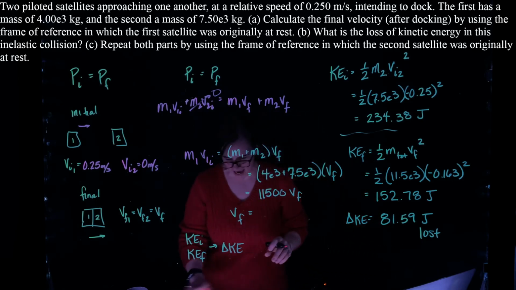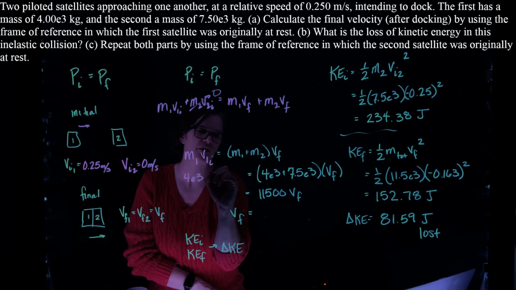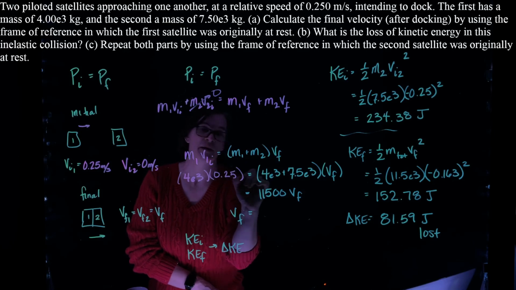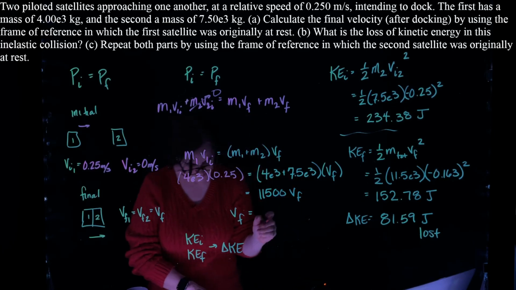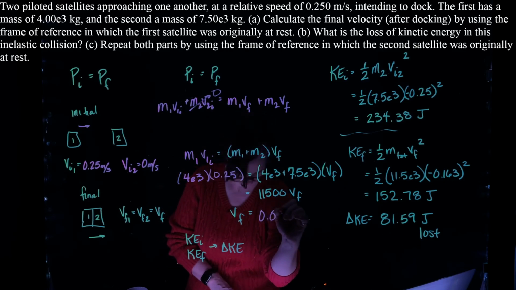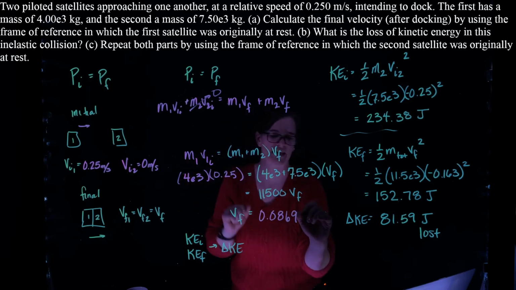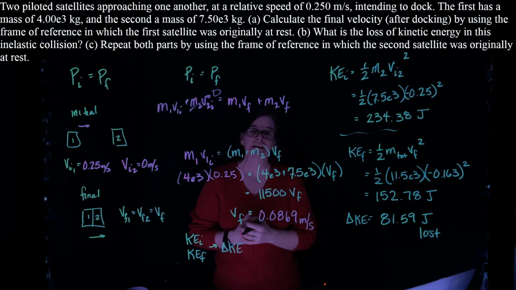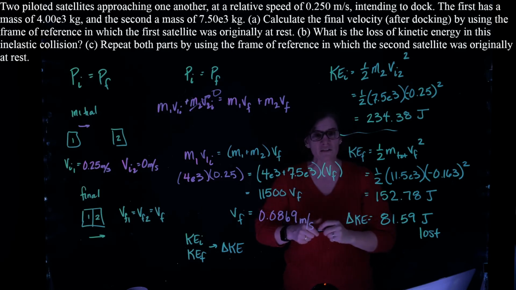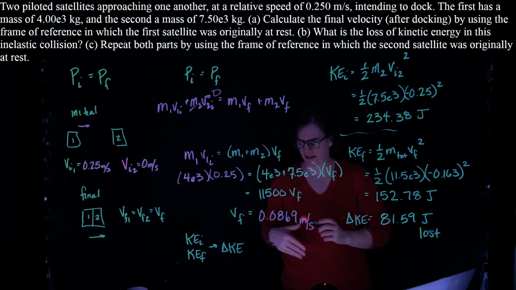And when we do that, we have 4.0 times 10 to the third kilograms times 0.25 meters per second. And that gives us a final velocity of 0.0869 meters per second. So that's a final velocity of 0.0869 meters per second of these two objects when the frame of reference is on object 2 as stationary.